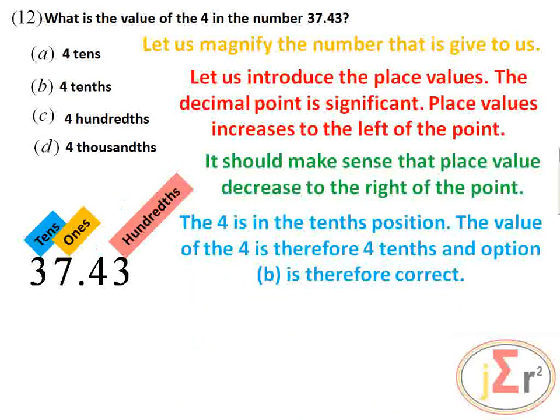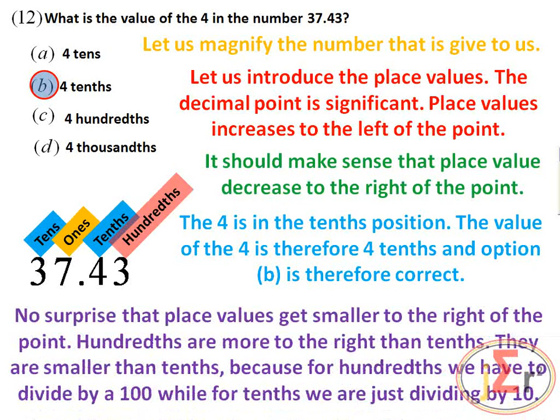The 4 is in the tenths position. The value of the 4 is therefore 4 tenths, and option B is therefore correct. 4 tenths. No surprise that place values get smaller to the right of the point.